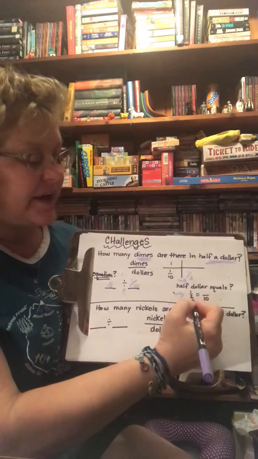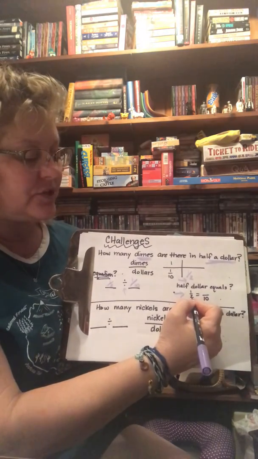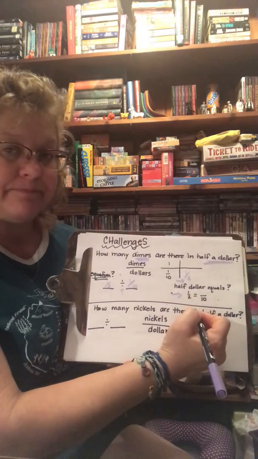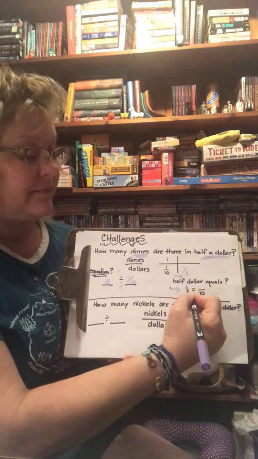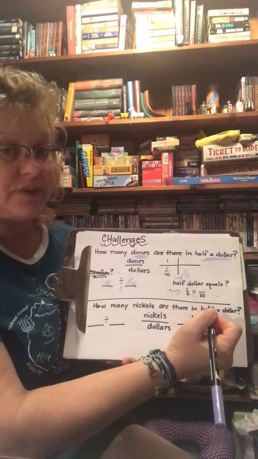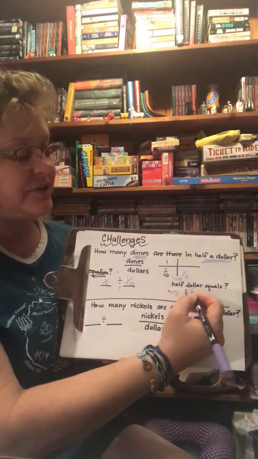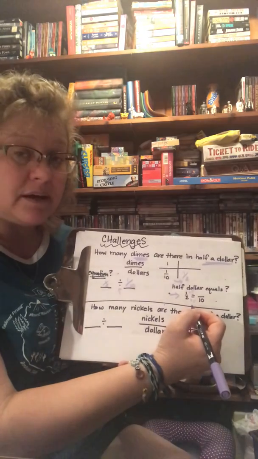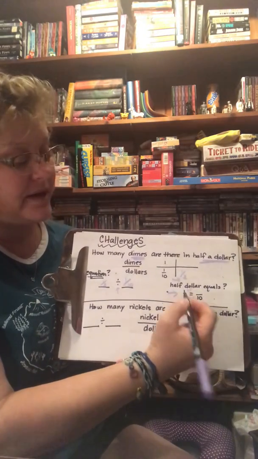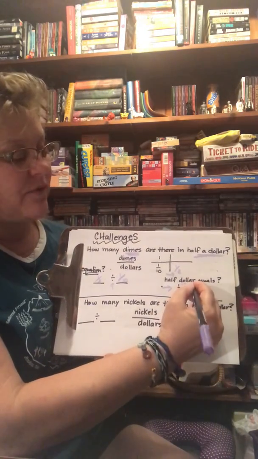1/2, what do I need to do to make this 2 into a 10? Well, I'm pretty sure that you all know 2 times 5 equals 10. And again, just like in our division, if I multiply the bottom by a number, I need to multiply the top by a number, right? So that's going to equal 5/10.